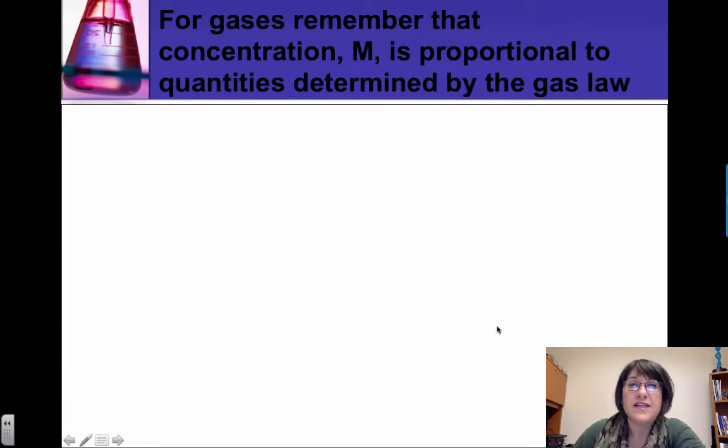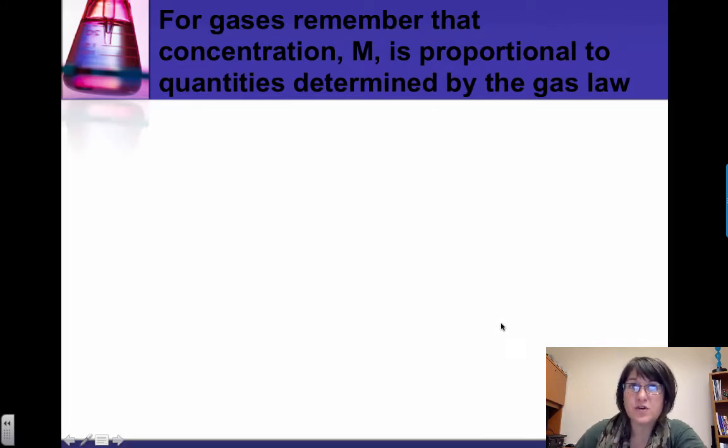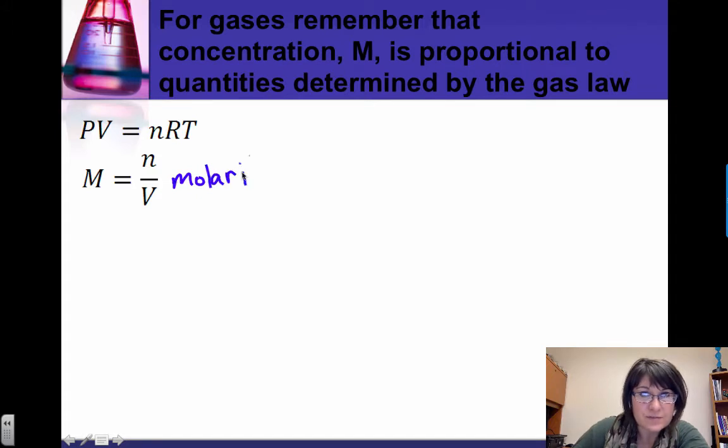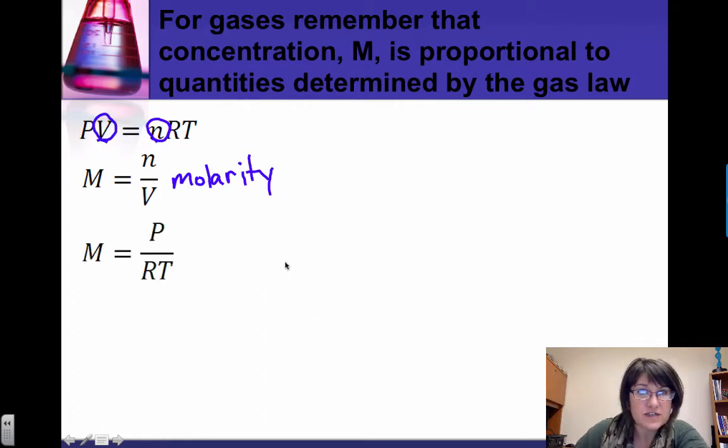For gases, I need you to recall that concentration is proportional to quantities determined by the gas law, PV equals nRT. This is our ideal gas law. I'm going to solve for molar concentration by rearranging this. I know that the molarity is moles per liter. In other words, that's my n divided by my V, right? So let's substitute those quantities into the ideal gas law. And that gives us that the molarity will be equal to the pressure divided by the gas constant R times T.